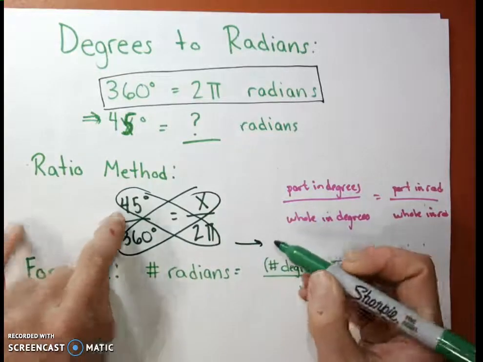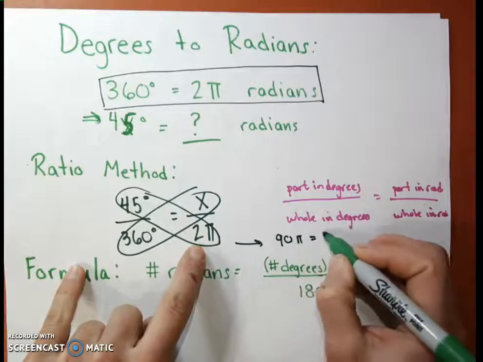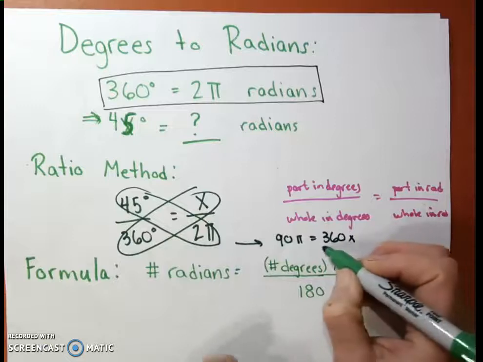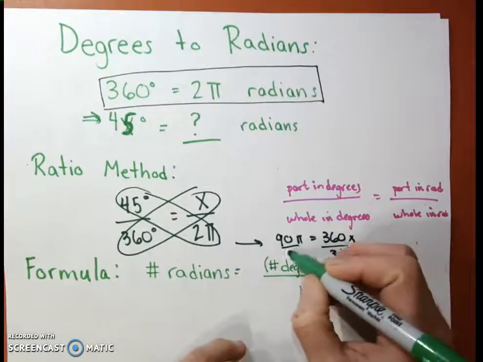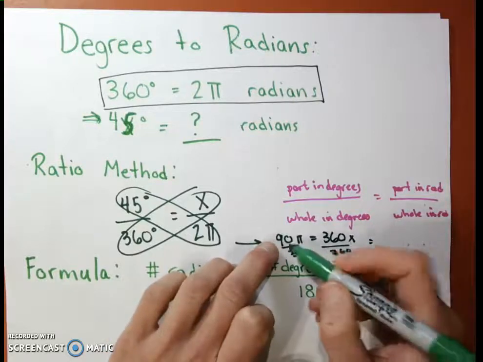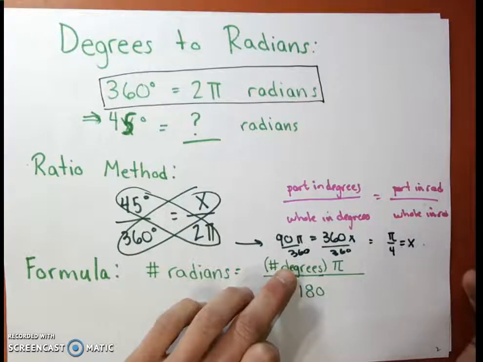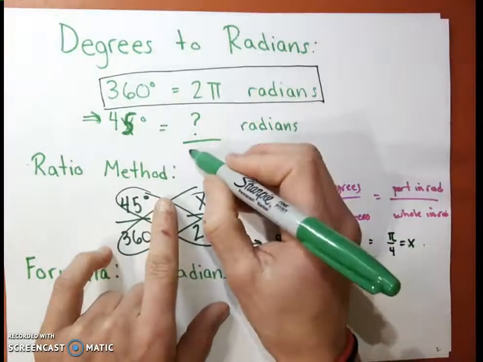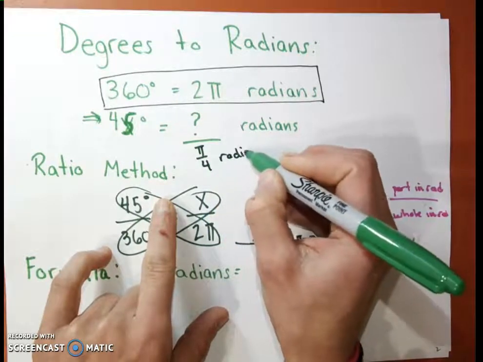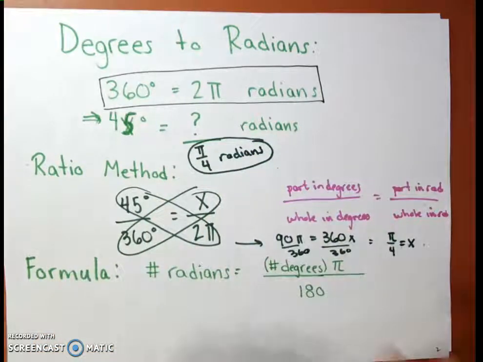So this says 45 times 2 pi, which is 90 pi, equals 360 times x. Now I'll divide both sides by 360. 90 over 360 reduces to 1 over 4, so I get pi over 4 equals x. So my answer is 45 degrees equals pi over 4 radians. So that's the ratio method.